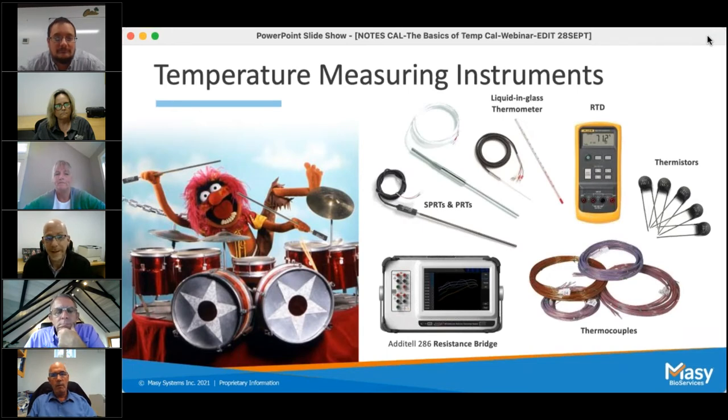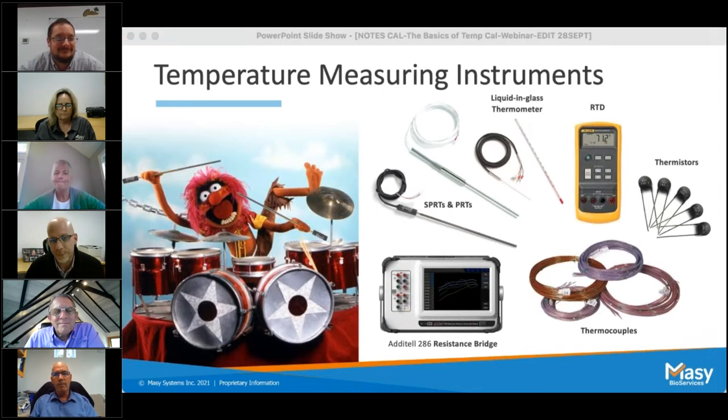Good afternoon, everybody. I get the coolest slide out of this whole deck. Animals on there. What could be better than that? Whatever you do, folks, please do not use any temperature devices to play the drums. As much as we want your business, we don't want it in that way.